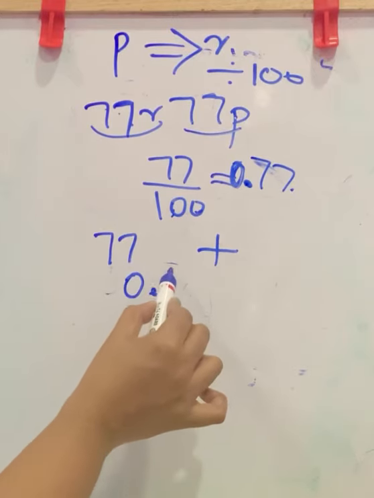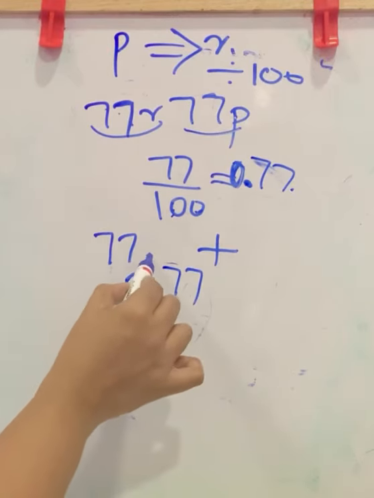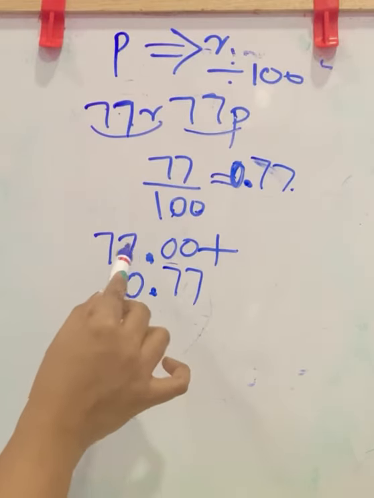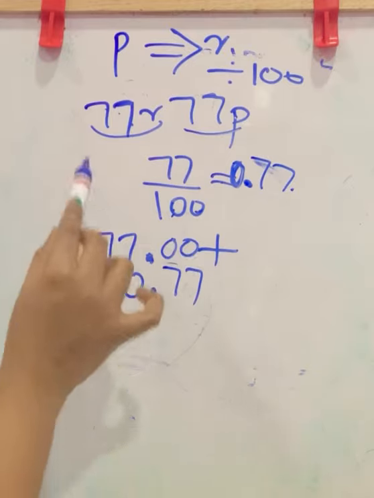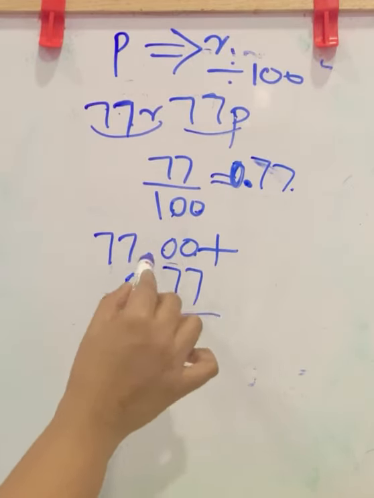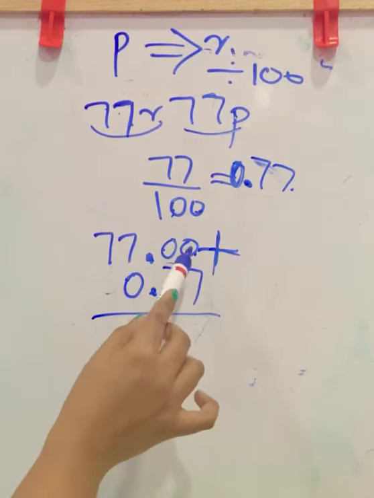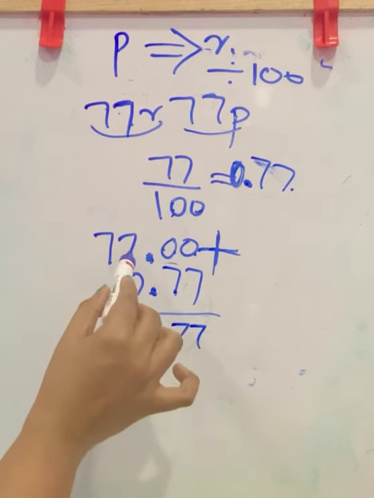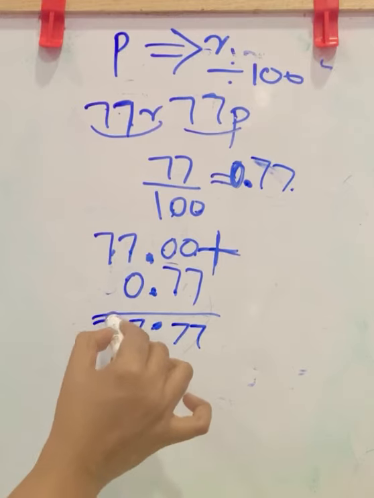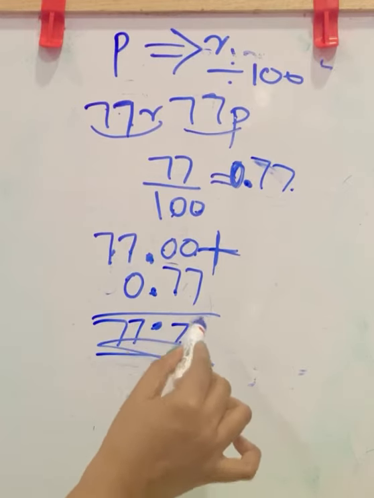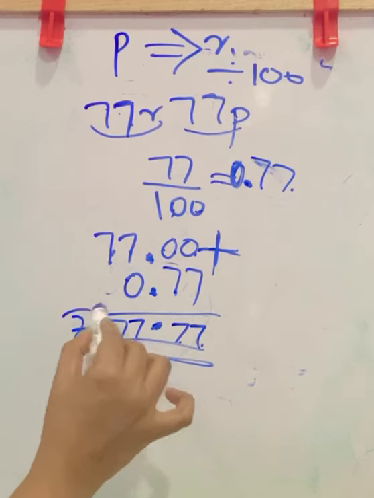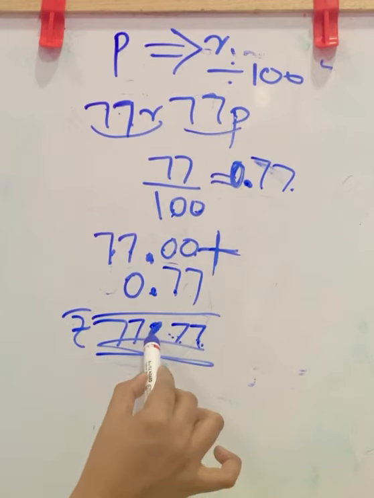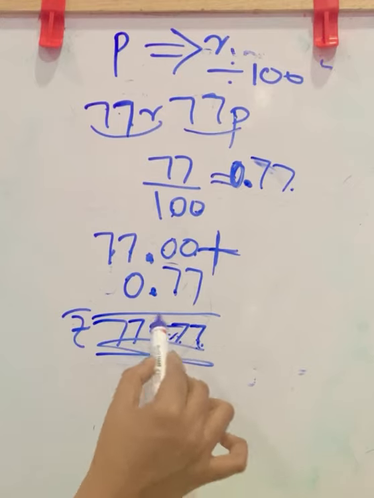Now 0.77. Here, for our convenience, we are putting 0. It will make no change in 77. 77.00 is 77. So you can add the 0 for adding here. 0 plus 7, 7. 0 plus 7, 7. Point is here. 7 plus 0, 7. 7 carry down. 77.77 rupees. Now remember, don't read this as 77. These are numbers after the decimal, so read it as 77.